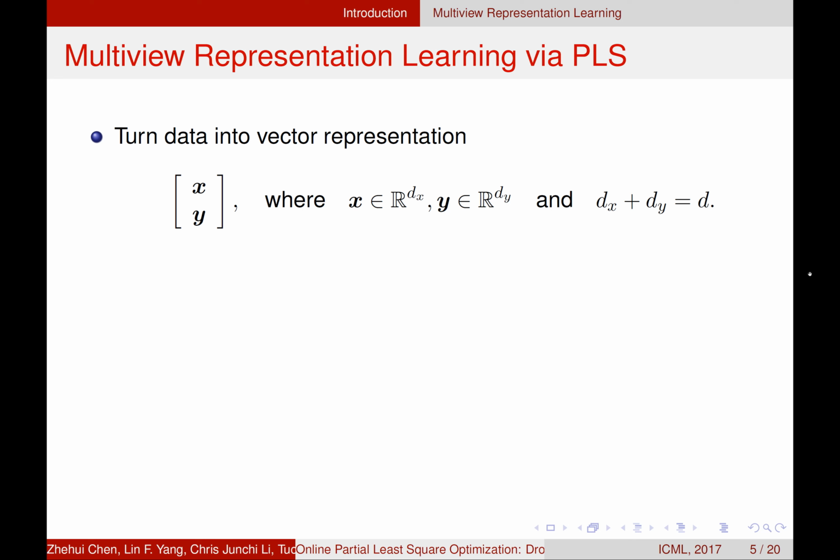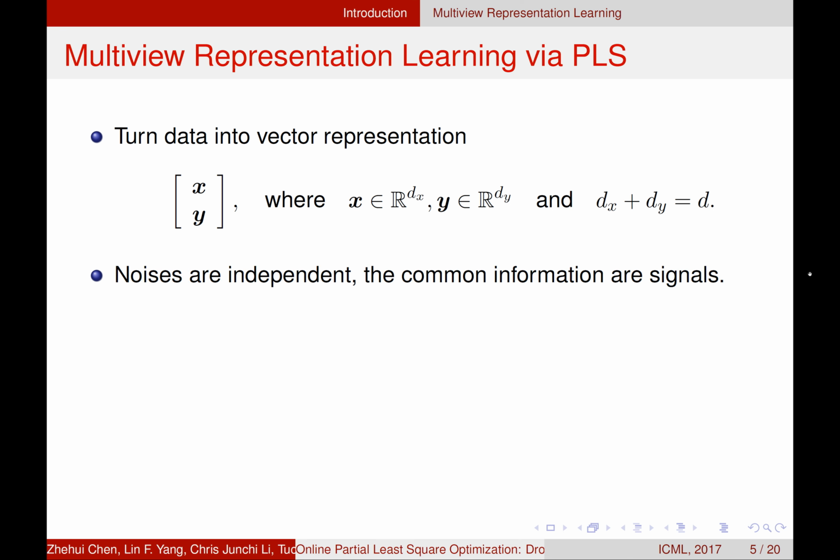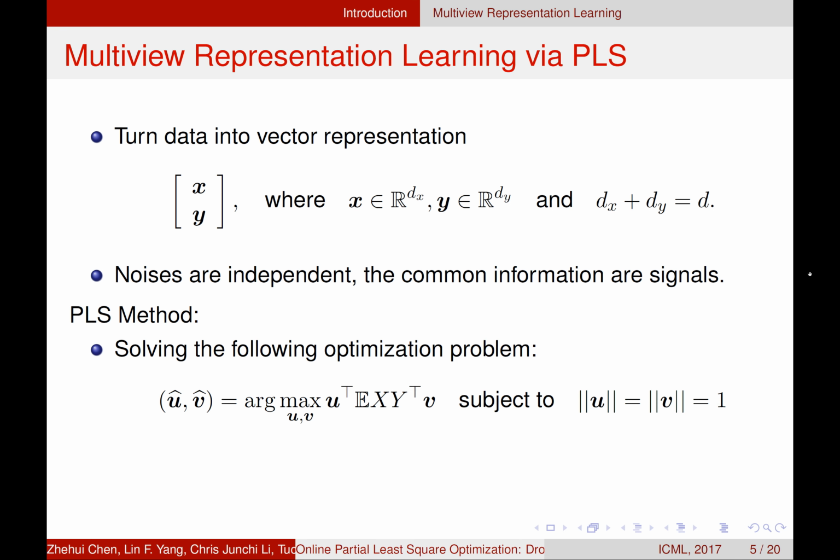A way to do this is partial least square. First of all, we turn the data into vector representations. For example, we have a data pair from two views, x and y, with x from the dx-dimensional space and y from the dy-dimensional space, such that dx plus dy equals d. Then we have this intuition that if both of them are noisy but describe the same thing, the common information is the signal or features. So what do we do to extract the common information?